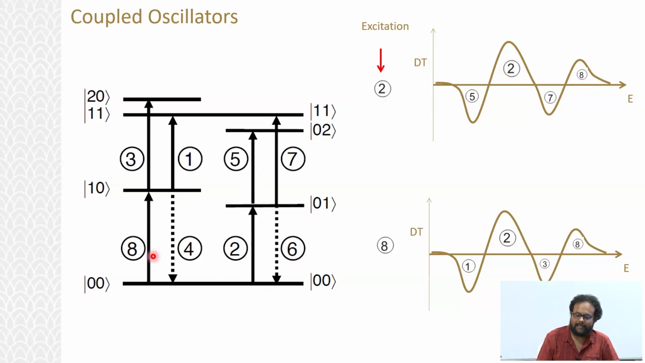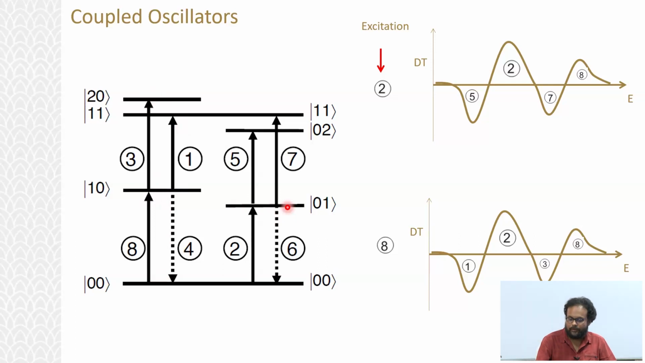Let's say you come with slightly higher energy and you excite your left side oscillator. Here you will now see the bleach associated with this one, 2 excited state absorption bands, and of course the bleach of this one. Now here I'm not plotting the exact energetics, but it's not inconceivable in a situation where the pump probe spectra will look identical.